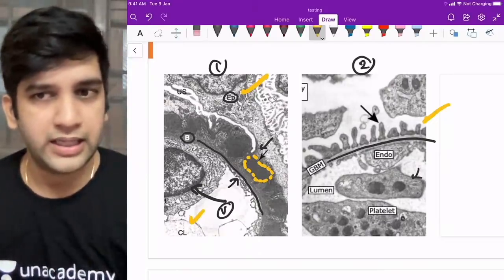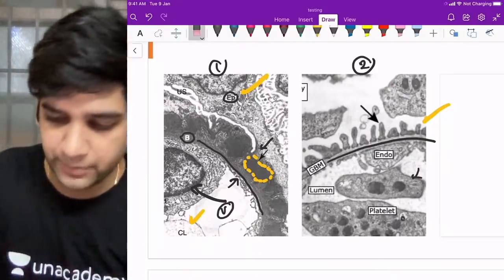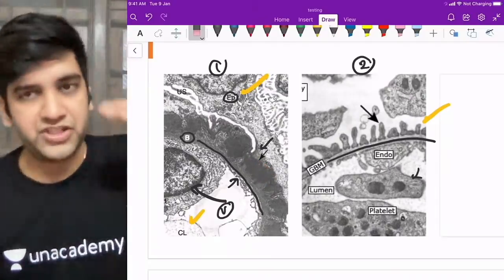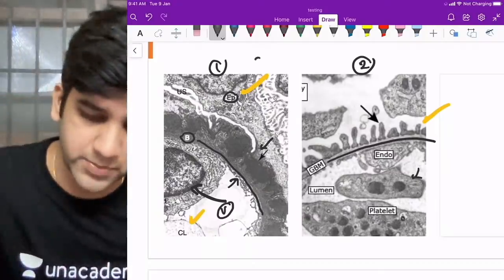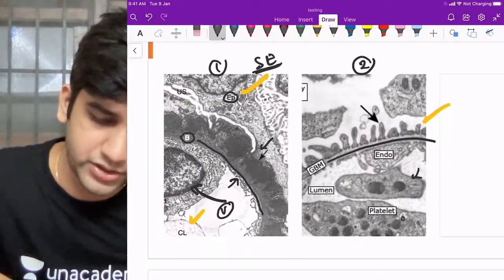It's on the epithelial aspect, right? The deposit is, I'm just going to erase this. Deposit definitely on the epithelial aspect. So this subepithelial deposit or subendothelial deposit. This is my subepithelial deposit. Okay.